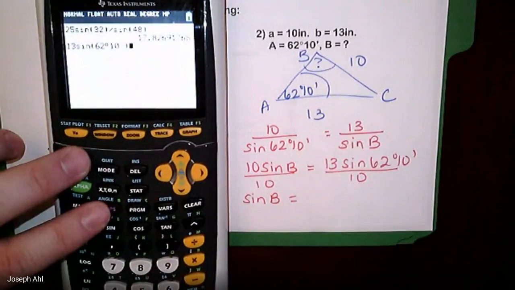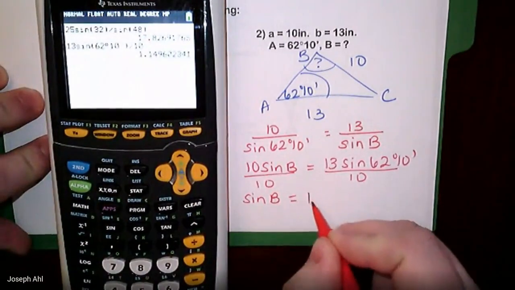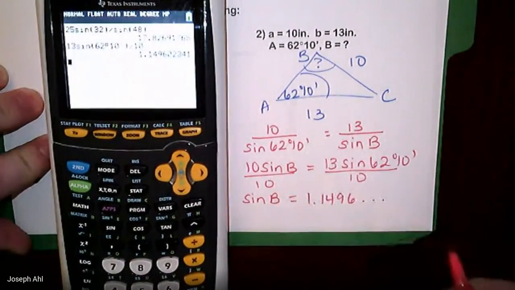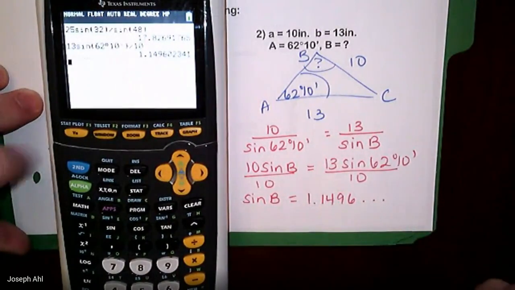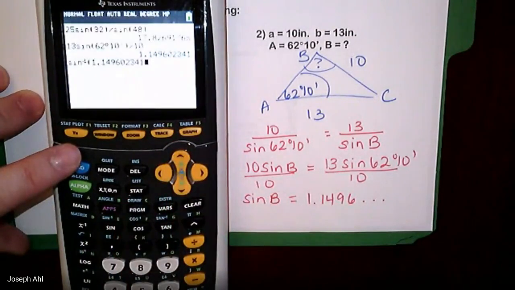Okay, so once I have that typed in, I'm going to then divide that by 10 to get that sine of B is 1.1496. Okay, so to find angle B, I would then do sine inverse of that, and maybe some of you are already thinking you'll know what happens here.